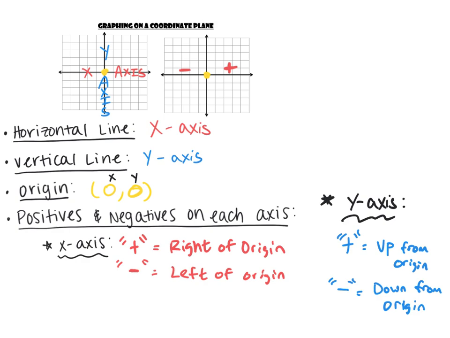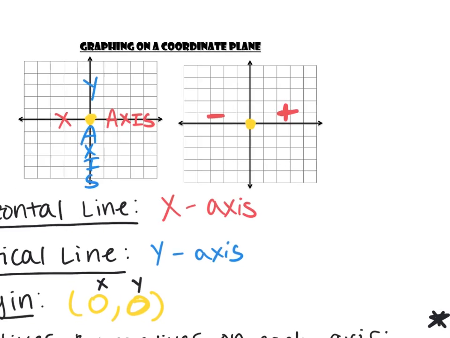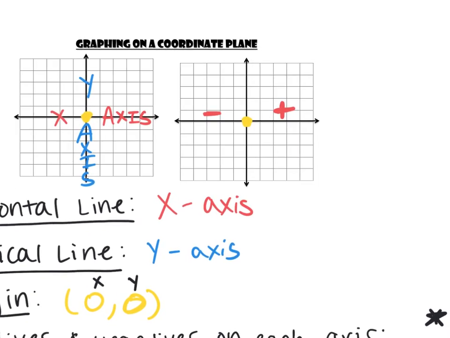Positive side is up, negative side is down. So as we look at the graph up here, if you start at the origin and go up, that would be your positive side. If you start at the origin and go down, that would be your negative side. Okay? Now, again, this is just used to really help your numbers.